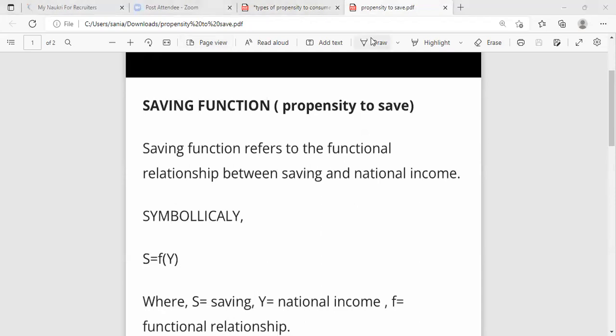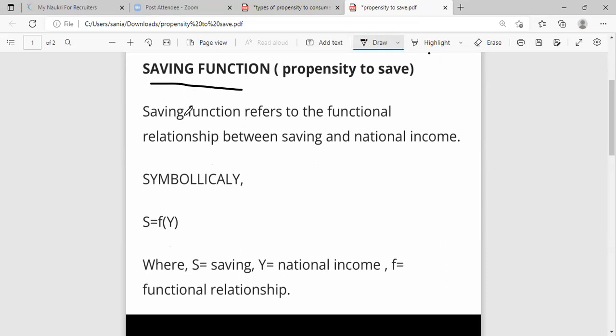Okay, students. So now let's just start. What we were doing previously, we were doing propensity to consume. Now we will be doing propensity to save, which is also known as saving function. So ma'am, what is this? Saving function refers to functional relationship between saving and national income.